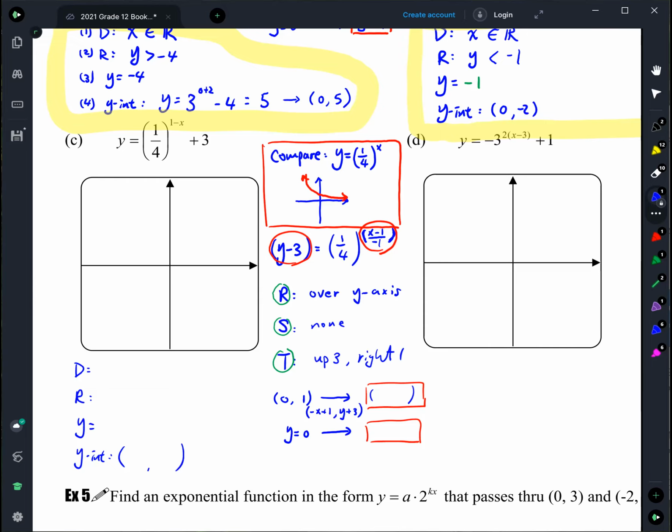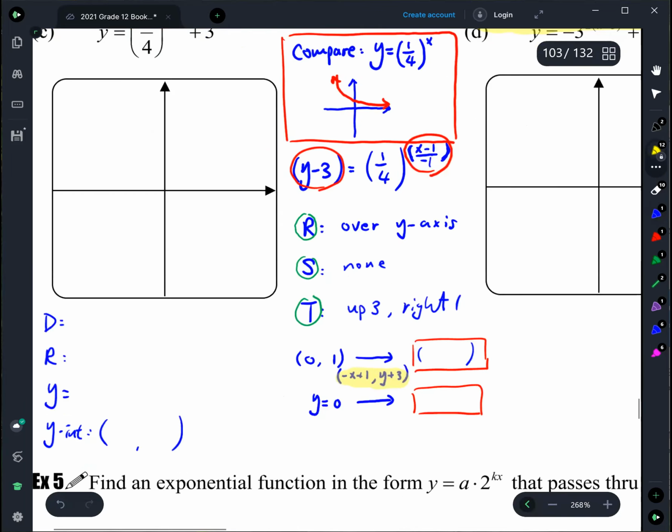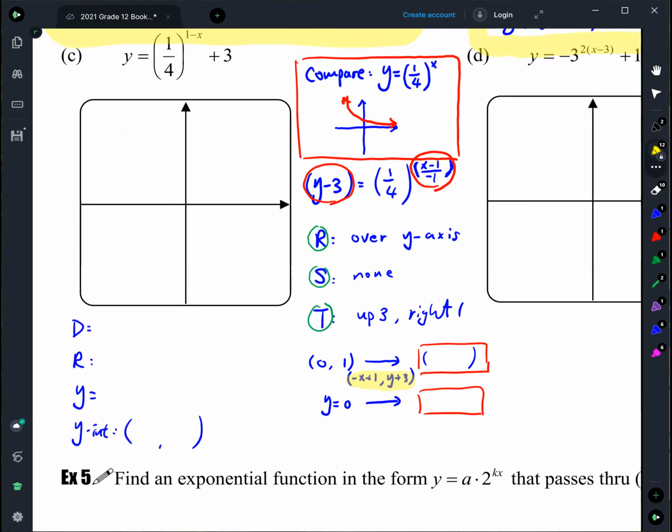Okay, so Nick, where are the new x and y? Is it -1 and +3? What did you do? I'm not sure. Did you hear when I explained the formula down here? Could you re-explain it? So the negative x plus 1. Do you see that? I wrote negative x plus 1.